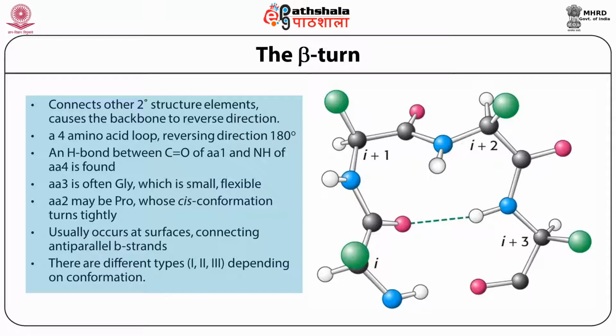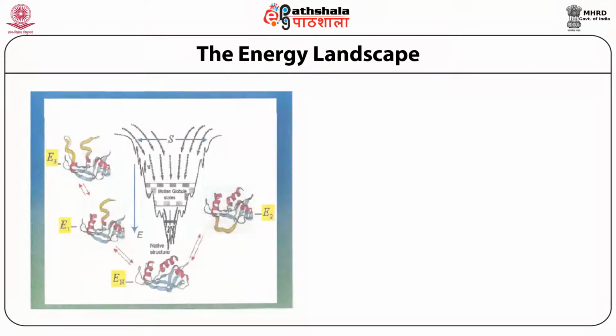There are different types of beta turns, named type 1, type 2, and type 3, depending on their conformation. Here we discuss the energy landscape of protein folding.